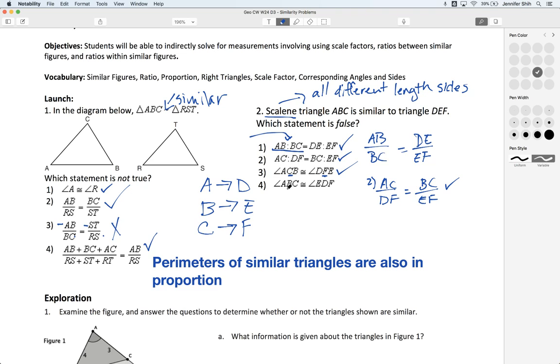So is angle B, we're going to look at the center letter because with angles, you have to name the 2 adjacent vertices and then the vertex that we're talking about in the middle. So you have ABC. Is that equal to EDF? And B and D are not corresponding, so this is not true. So your answers are 3 and 4 for the launch.